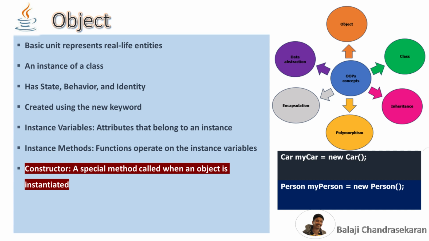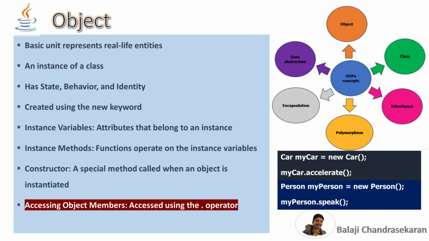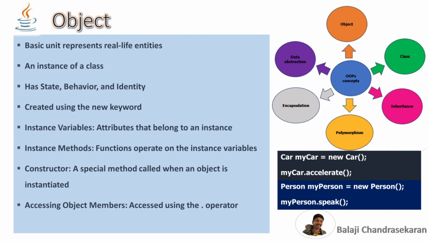The this keyword is used within a class to refer to the current object. Object members, variables and methods, are accessed using the dot operator. Java automatically manages memory through garbage collection, which deletes objects that are no longer referenced.